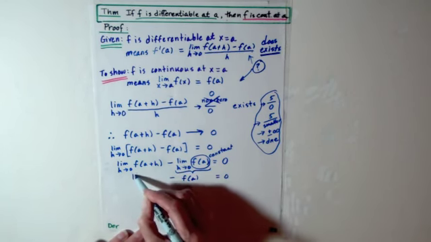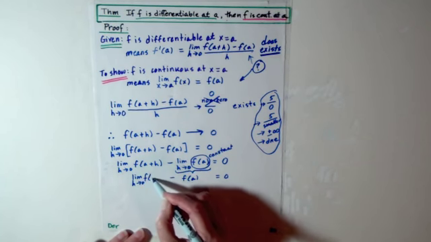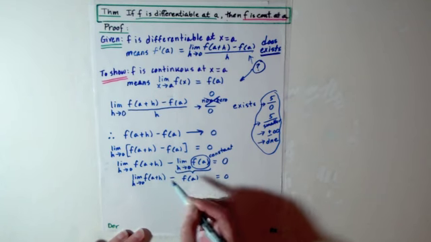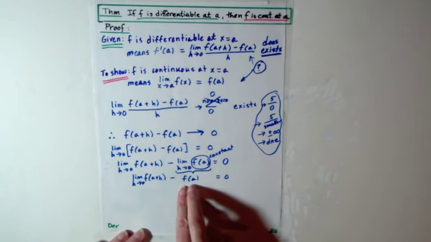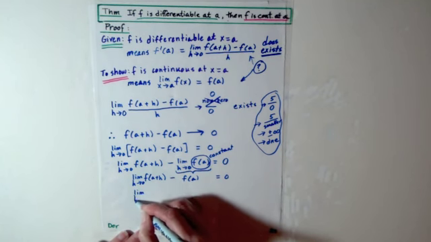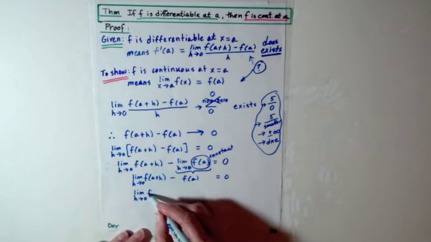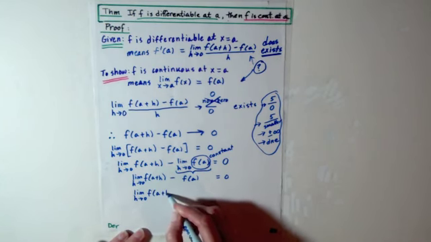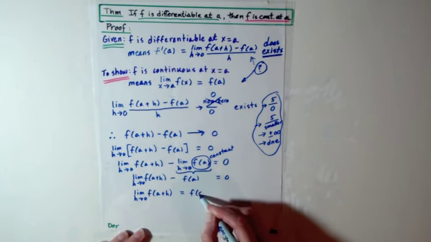So I now have the limit as h approaches 0 of f of a plus h minus f of a has to be equal to 0. I'm going to move this f of a over to the right side of my equation by just adding it to both sides, and I end up with the limit as h approaches 0 of f of a plus h has to be equal to f of a.